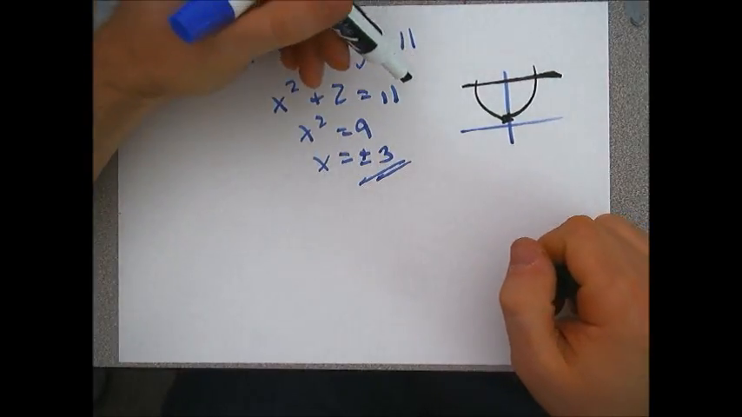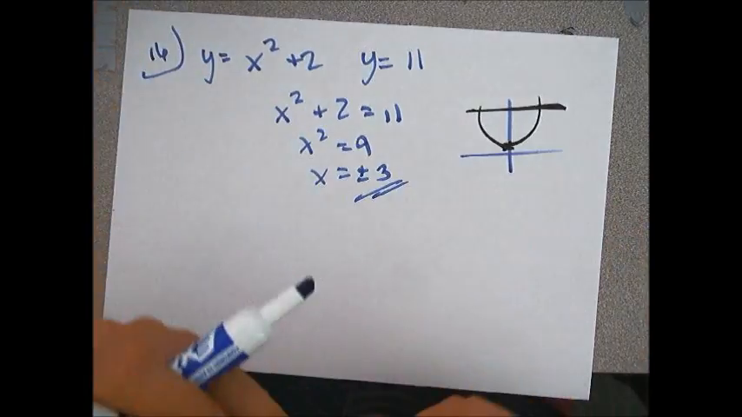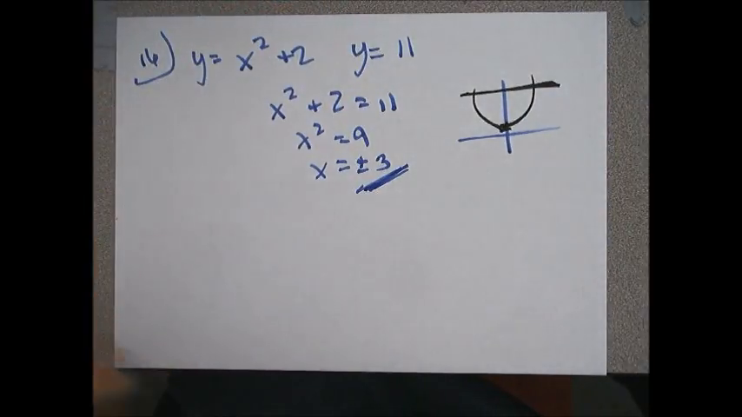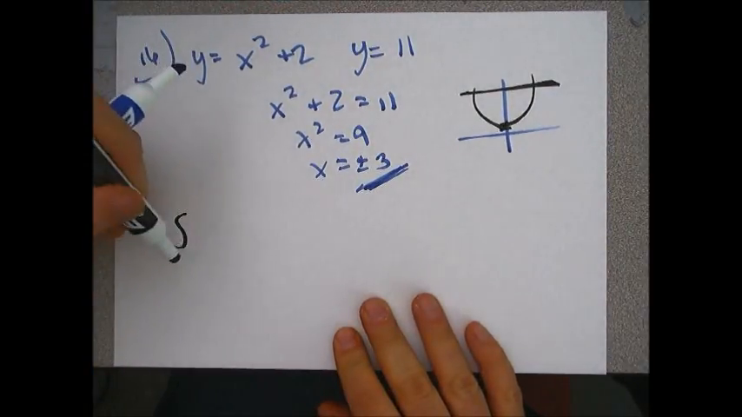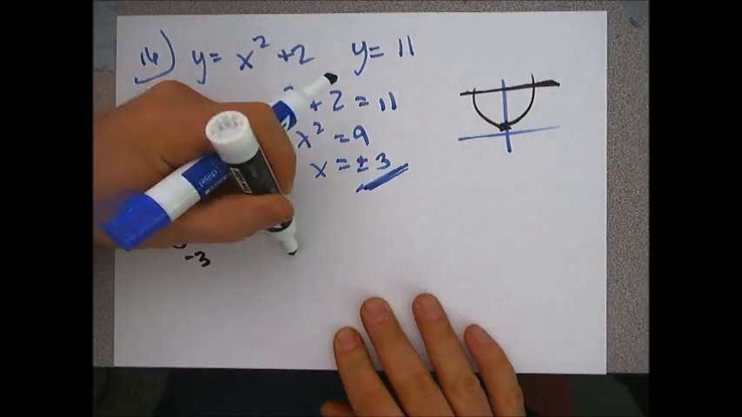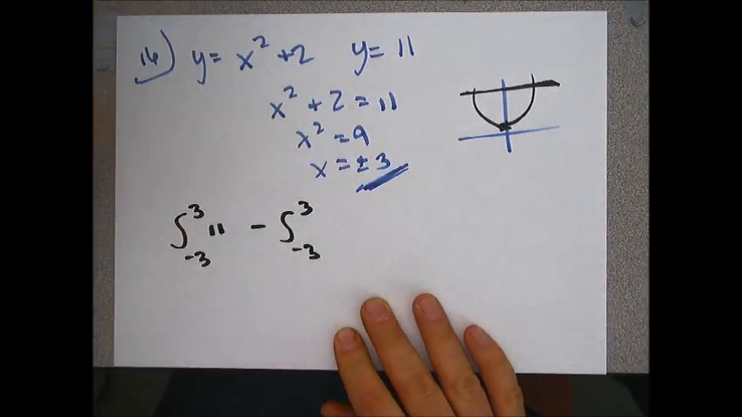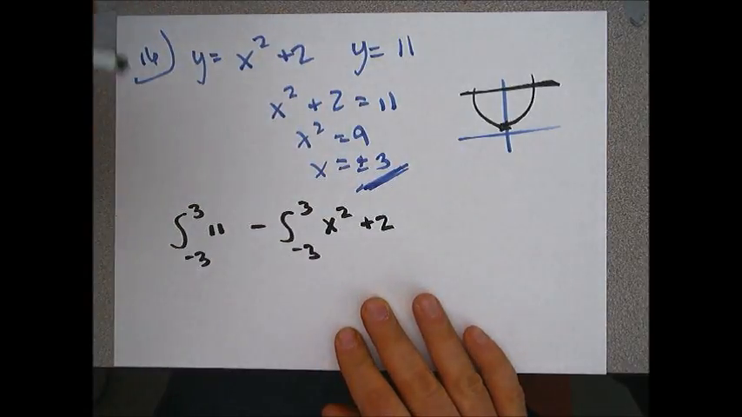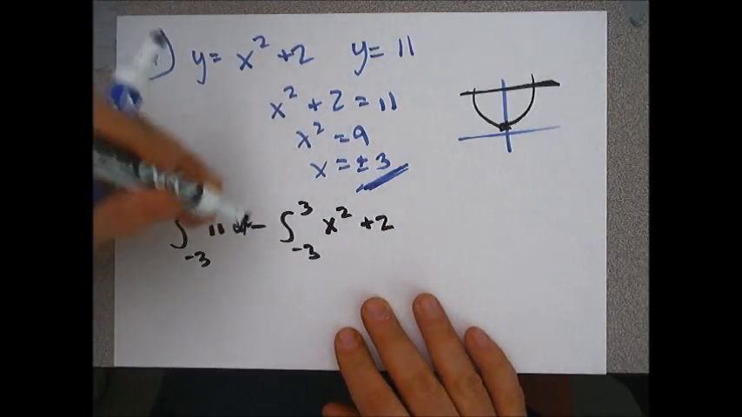So we want to do the top curve, which is this line, minus the bottom curve, which is the parabola, and we just found our bounds of plus and minus 3. So you would want to say the integral from negative 3 to 3 of 11, minus the integral from negative 3 to 3 of x squared plus 2, dx on these.